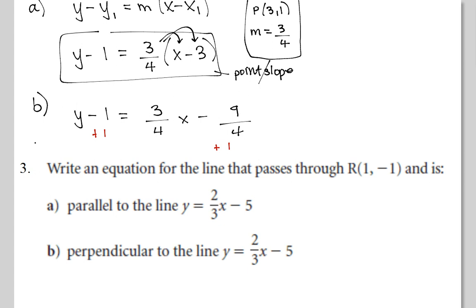I'll do this on the whiteboard for you guys. -9/4 plus 1. What would 1 look like with the denominator of 4? 4/4. Is 4/4 a whole? So this is 1. -9 plus 4, -5/4.